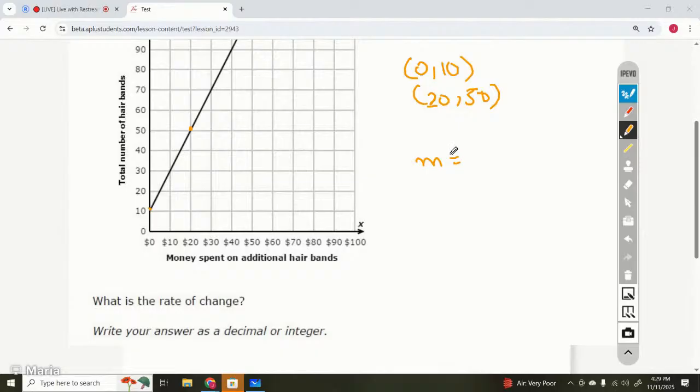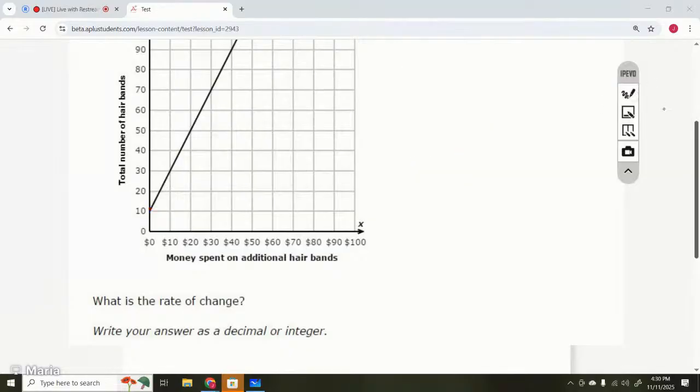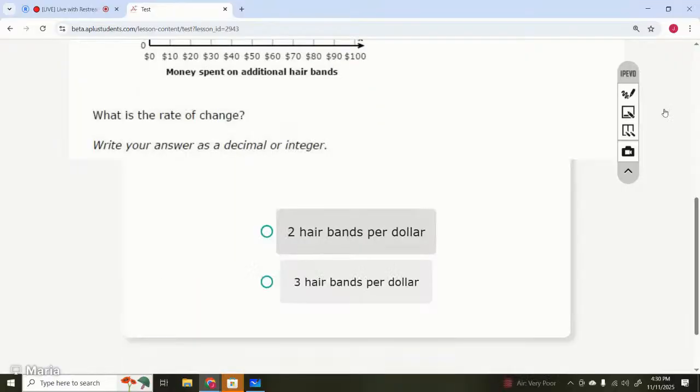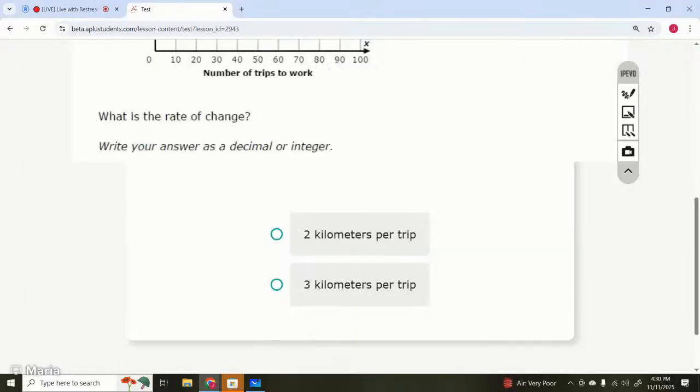The slope is change in y divided by change in x. 50 minus 10 is 40 over 20, that equals 2. So the correct option is 2 hair bands per dollar.